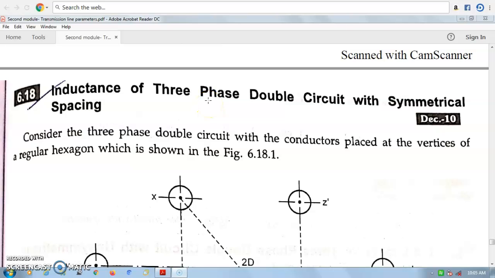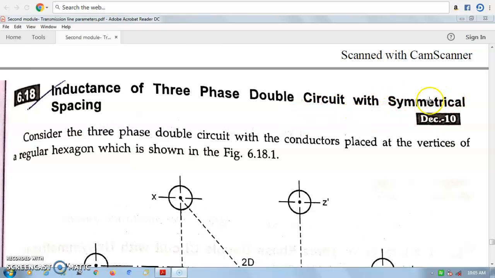Here, for the double circuit, we are using three conductors for one circuit, and three conductors for one more circuit. So six conductors for the double circuit. Three conductors for one circuit, three-phase, right? Three-phase for the one more circuit, three conductors. That is a double circuit with symmetrical spacing.